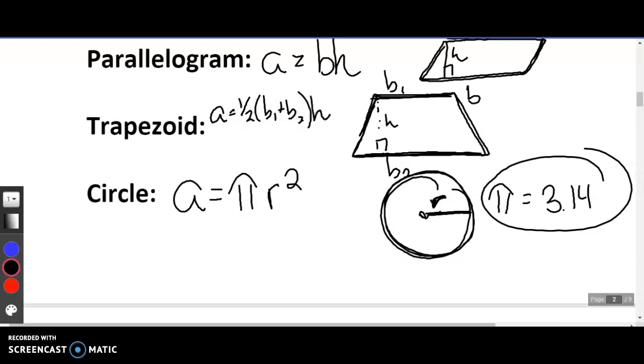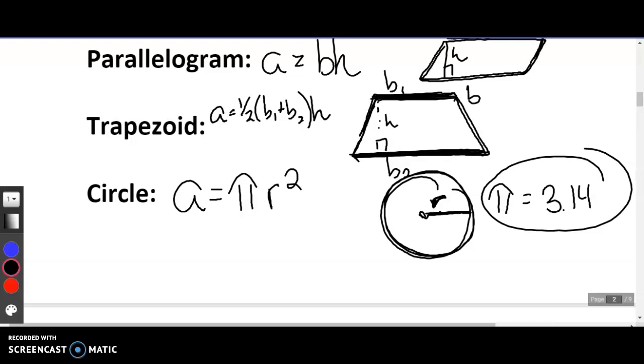And a lot of students get really confused with this, but they shouldn't, because it's really simple when you think about it this way. If you did this base times height, it wouldn't be big enough because this base is too small. If you did this base times height, it would be too big because this base is too long. So, to be fair, what you're going to do is average the bases.